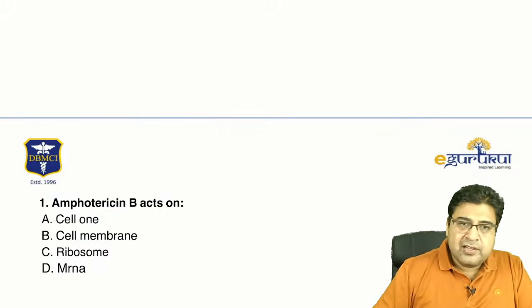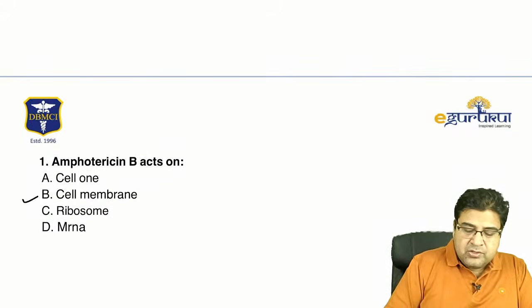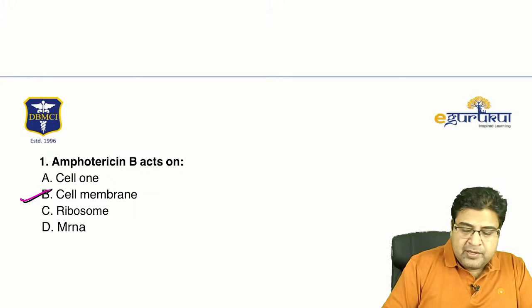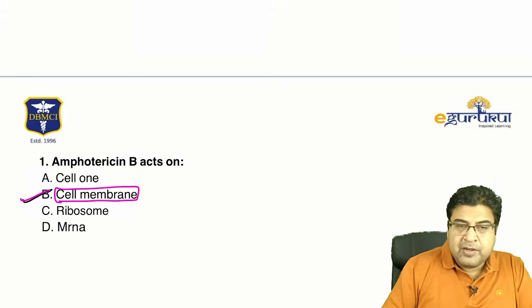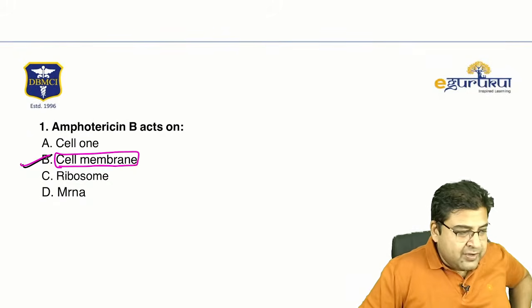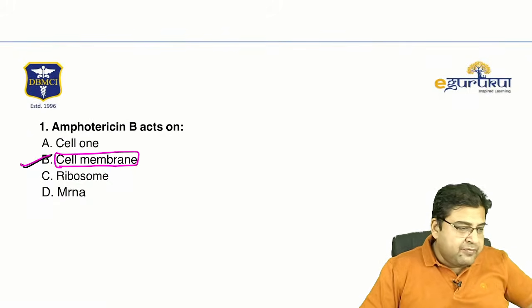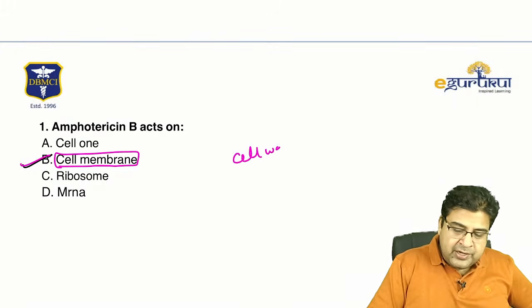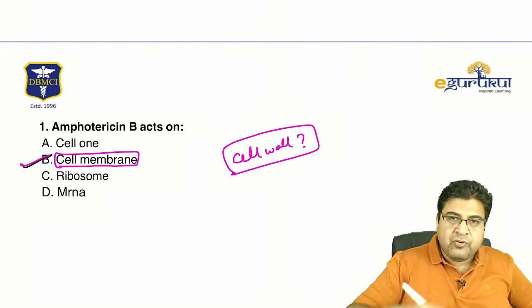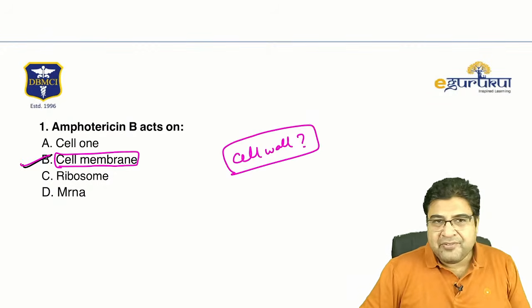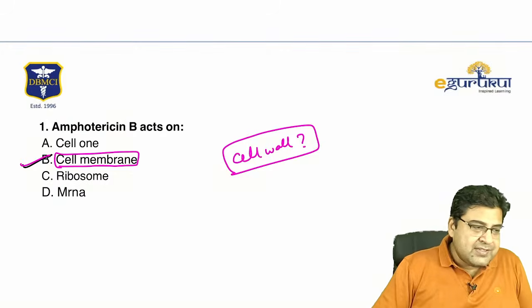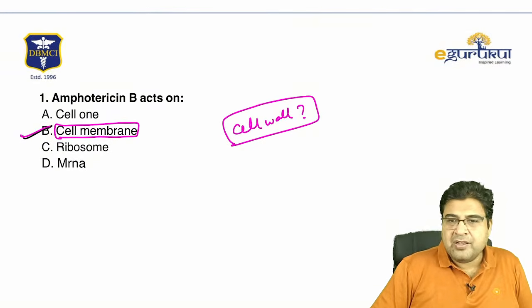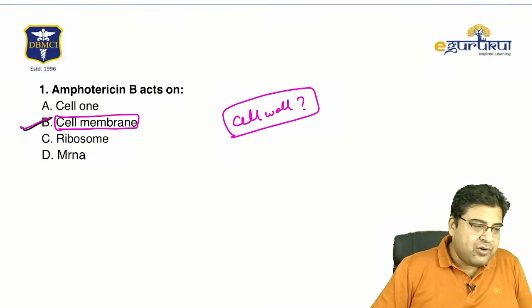So, antifungal amphotericin B. Amphotericin B is a cell membrane inhibitor. Most of the antifungals are cell membrane inhibitors. Now, who will tell me which antifungals are cell wall inhibitors? I'll ask this question from you people now because we have already covered it. Who will tell me which antifungals are cell wall inhibitors?